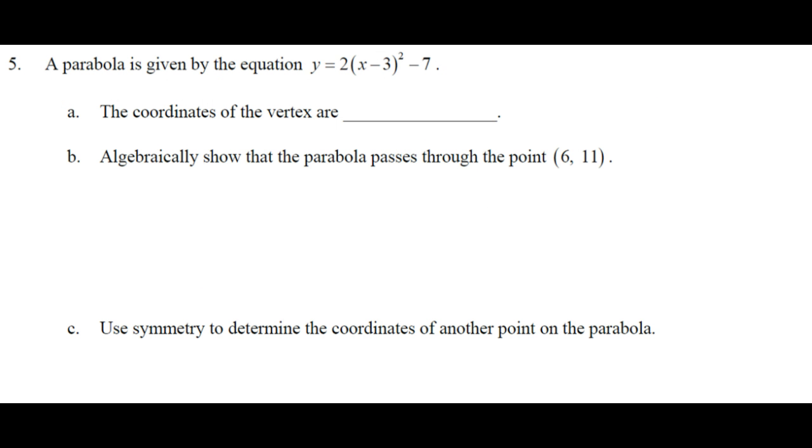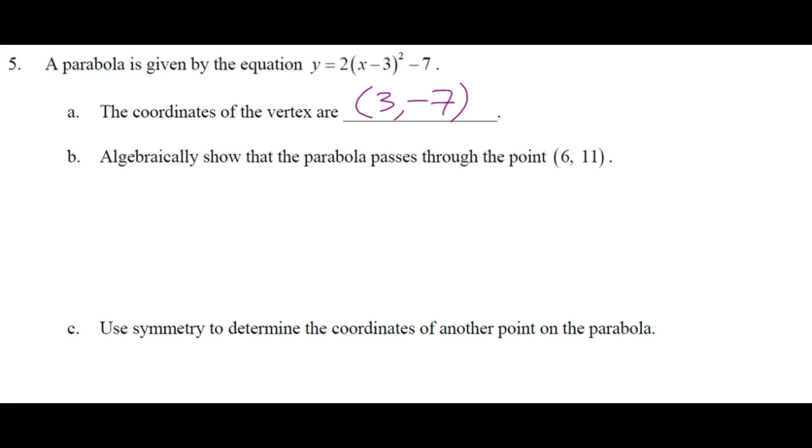Ready to move? A parabola is given by the equation y equals 2(x minus 3) squared minus 7. The vertex is (3, -7). Algebraically show the parabola passes through (6, 11). How are we going to algebraically show the parabola passes through that point? So we're going to plug in what? x is 6 and y is 11, right?